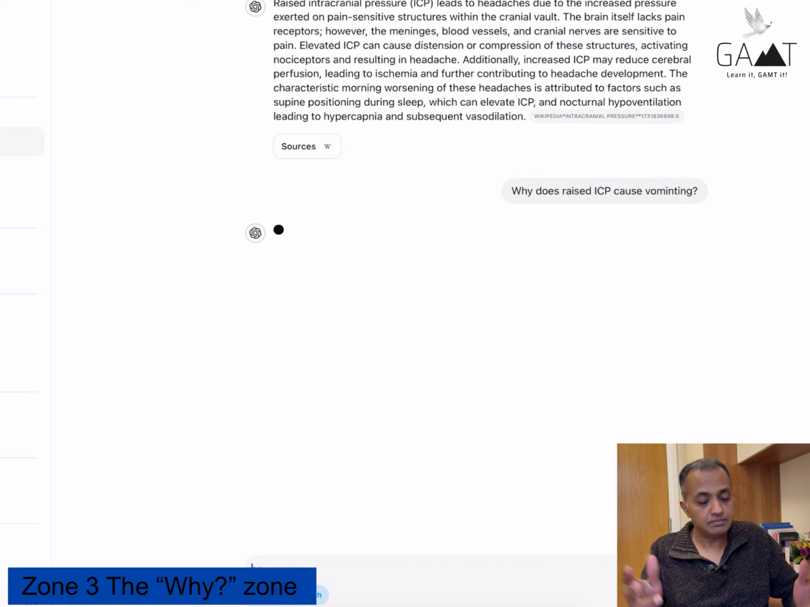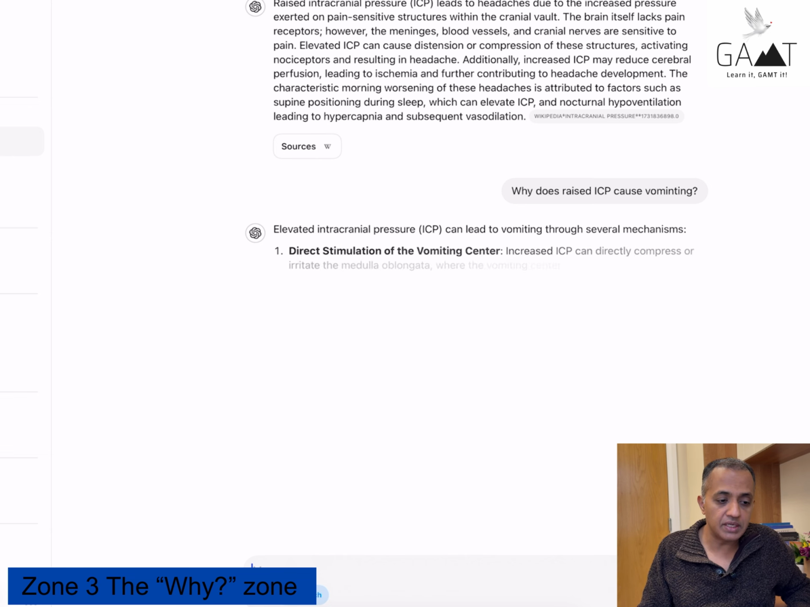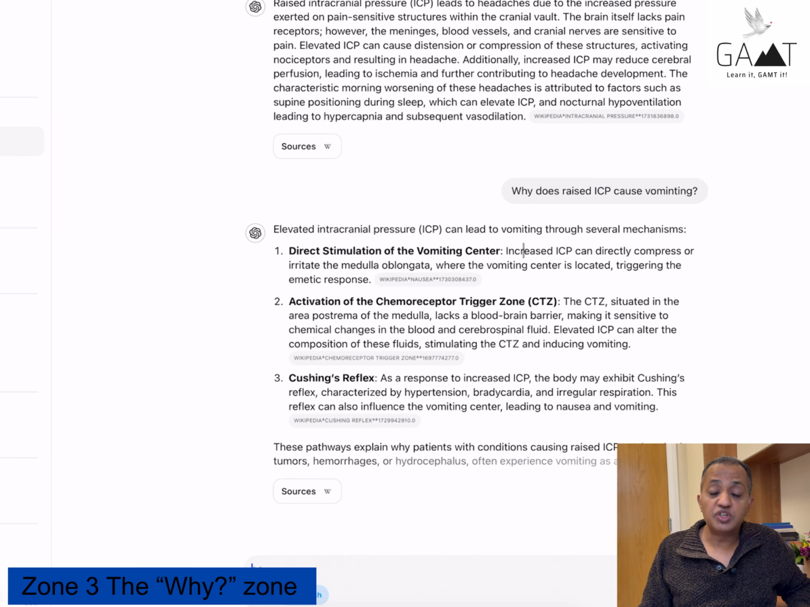Reasonable question. Okay, so why does it cause vomiting? So elevated intracranial pressure can lead to vomiting through several mechanisms. Super, fantastic. First, direct stimulation of the vomiting center. Increased pressure can compress and irritate the medulla, where the vomiting center is located, triggering the emetic response.